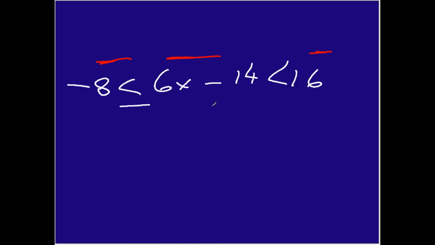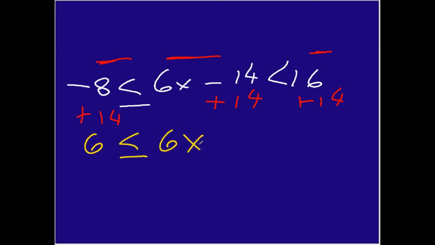You guys know the first step we want to do is add 14. So we add 14, we add 14, and we add 14. Whatever we do in the middle, we do to the left, and we do to the right. That leaves us with a new, slightly modified version: positive 6 is less than or equal to 6x, and is less than 30. The 14 is canceled out, by the way.